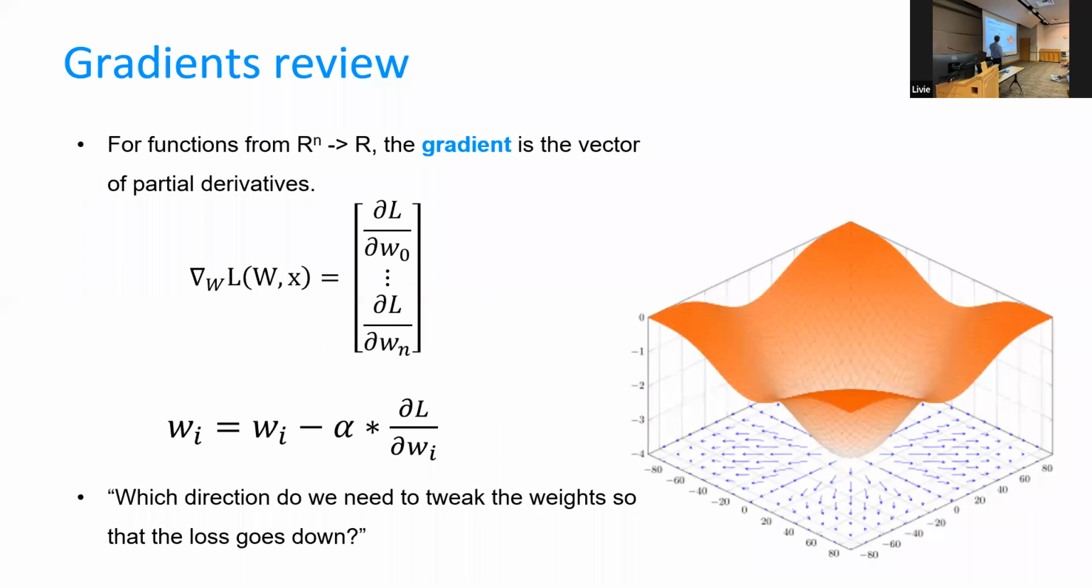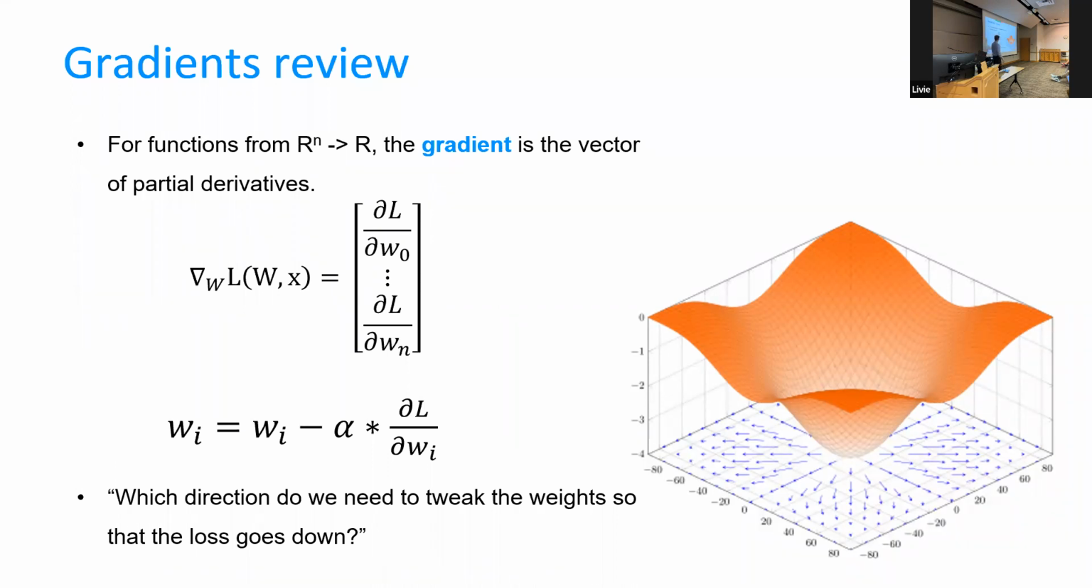Our neural networks are functions from Rn to R, and the gradient of the loss is the vector of partial derivatives. When we specify gradient, we say the gradient of x with respect to y, where x is the output in R, and y is the inputs in Rn. So the derivative of the loss with respect to the weights of the neural network. So that gives us this vector here.